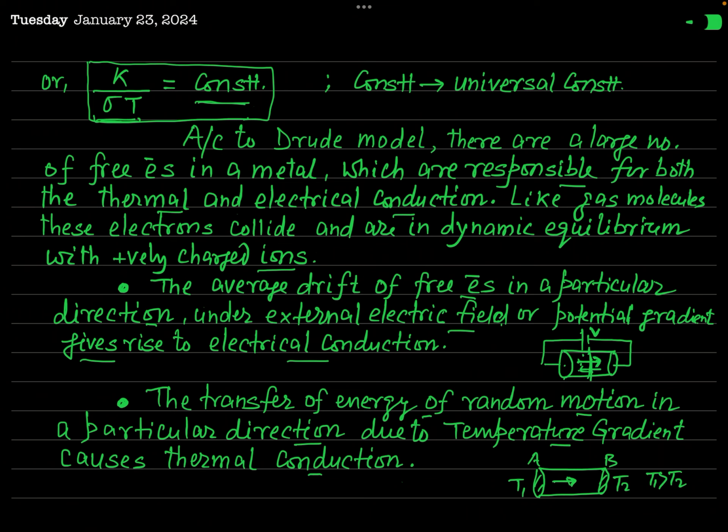Taking this idea into account, we can easily obtain the expression for the thermal conductivity and the electrical conductivity of a metal, using the results of the kinetic theory of gases for a perfect gas. I am repeating that any equation of kinetic theory of gases can be used for the electron gas too, according to the Drude model. So whenever needed, we will use the results of the kinetic theory of gases for this electron gas.